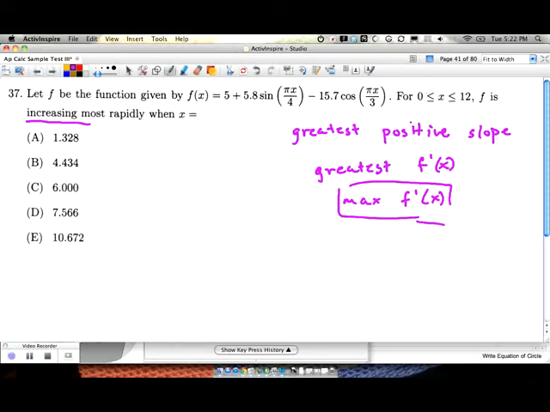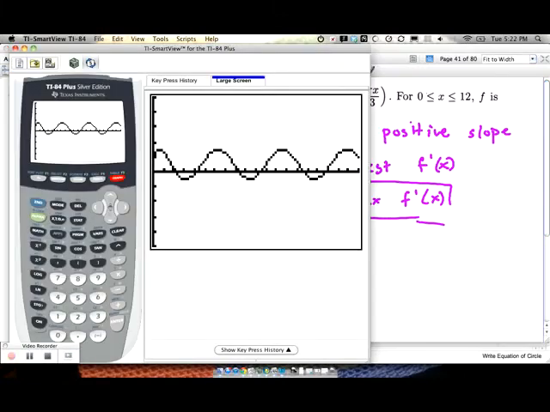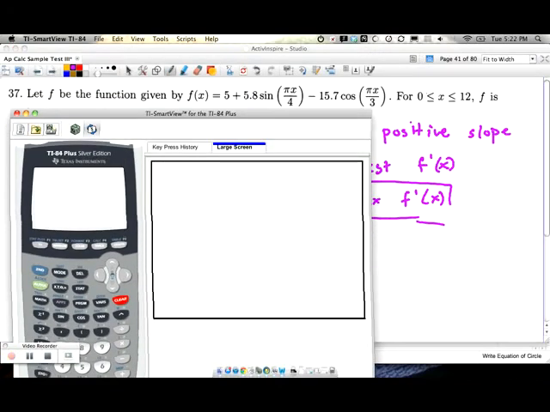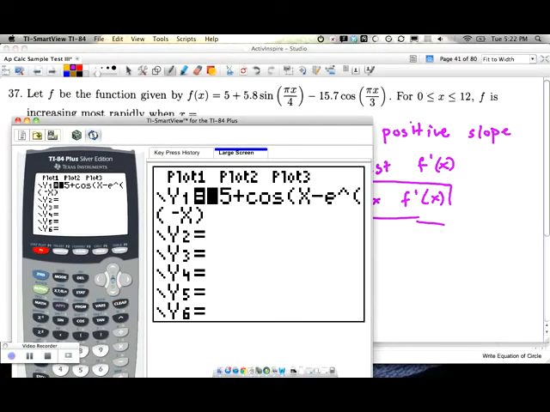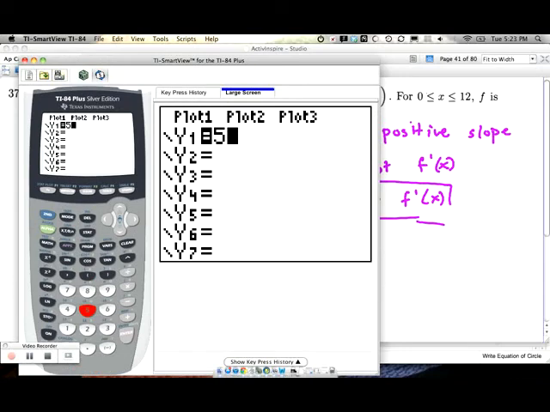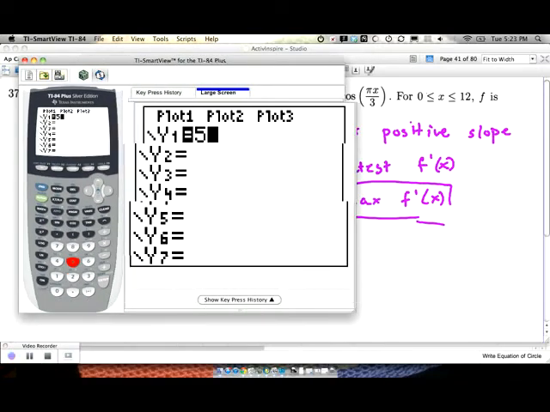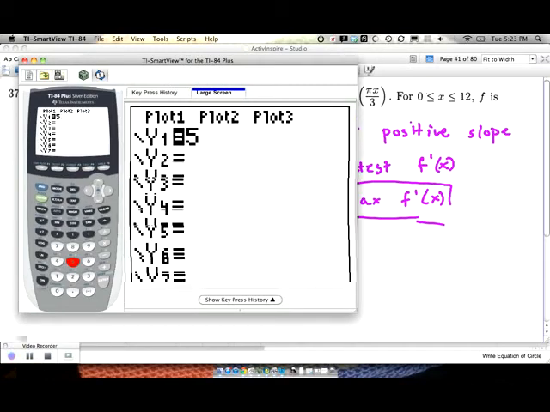Well, I can actually use my calculator to graph a derivative. So let's start with the original function. Scroll down here a little bit so we can see it. Go back to y equals. Clear this one out. We have 5. Whoa, this is going to be a little bit hard. Let's shrink down this calculator. Oh, that's as low as it goes.